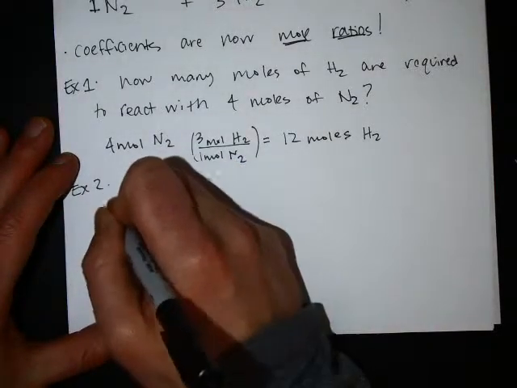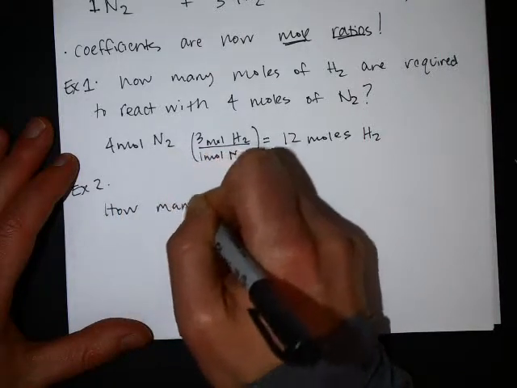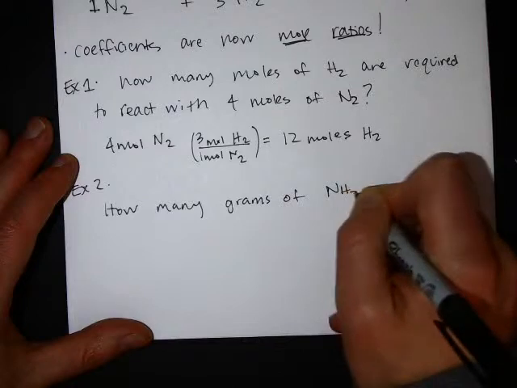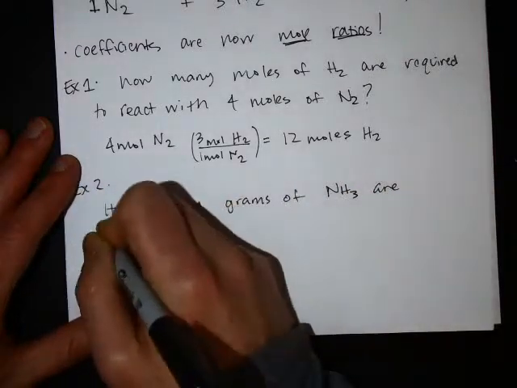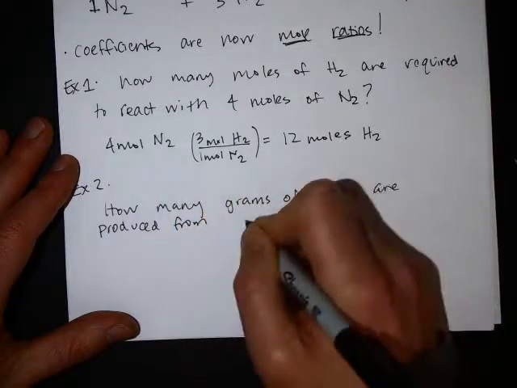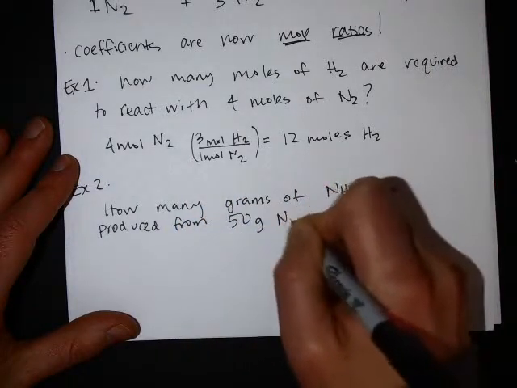So here's my second question. How many grams of ammonia, this time, are produced from 50 grams of nitrogen?